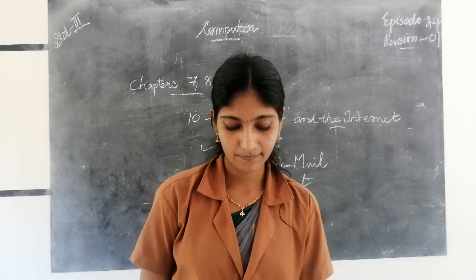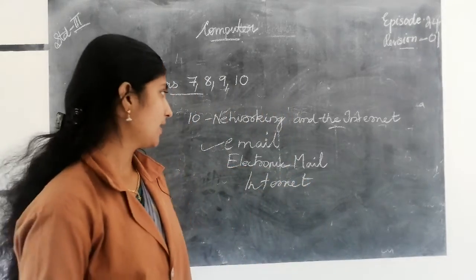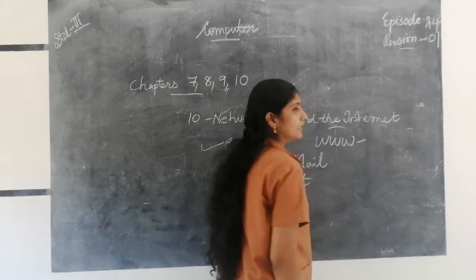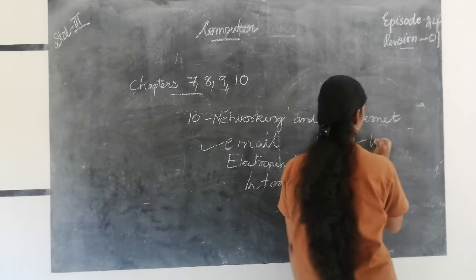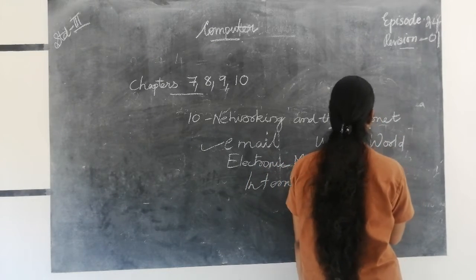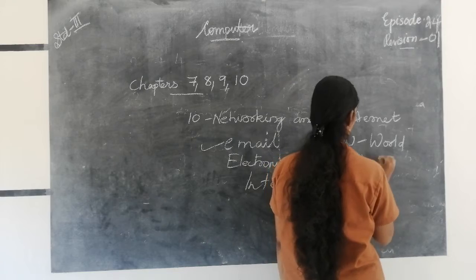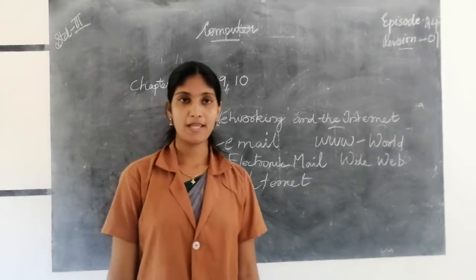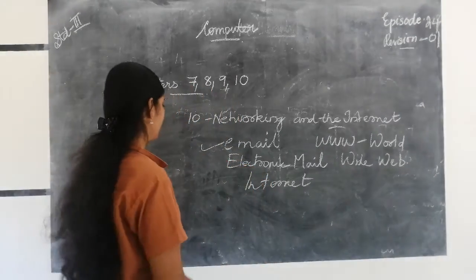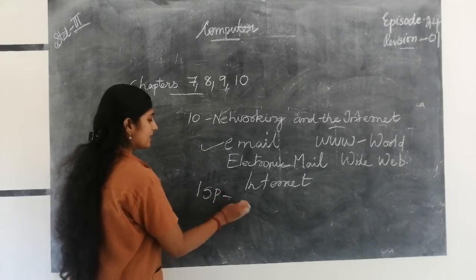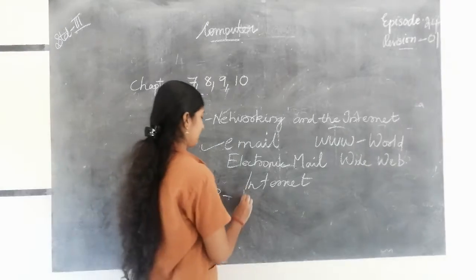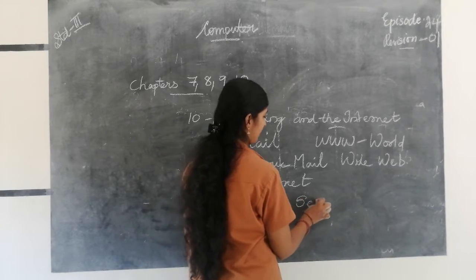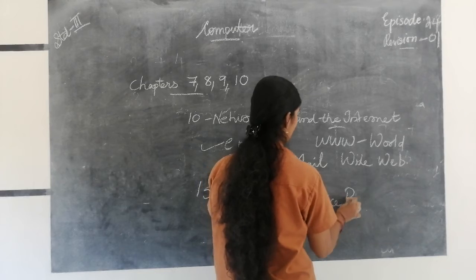Then next, define the following. www. What is the full form? World Wide Web. Email, electronic mail, and ISP. ISP full form, Internet Service Provider.